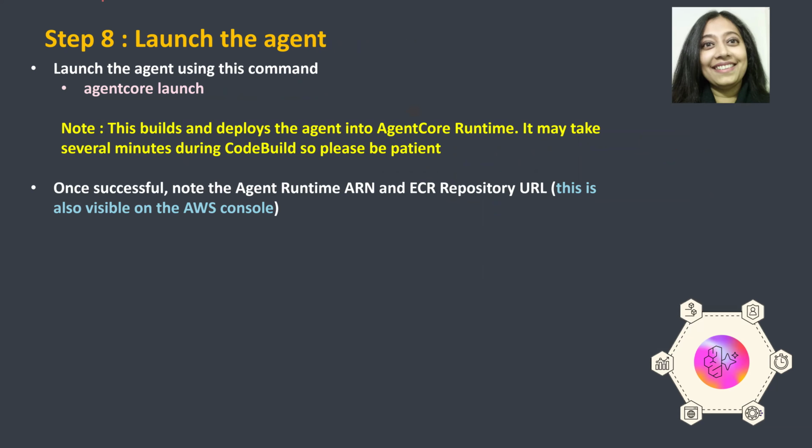Now let us launch our agent. So this is the command to launch the agent. And this command will take some time. So be patient. It will take some time. It is one of the most critical steps in this entire lab. And once this finishes successfully, note the agent's runtime ARN and ECR repository URL. This is also visible through the AWS console.